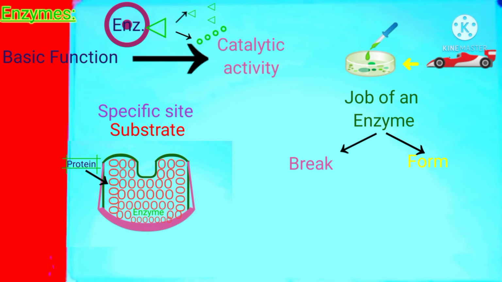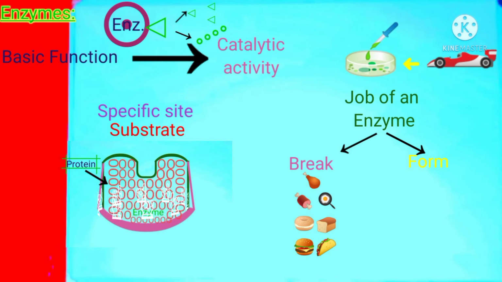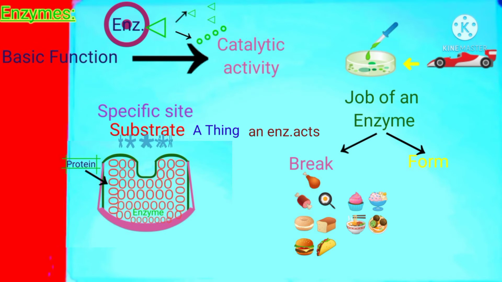If an enzyme acts on a protein or carbohydrates, then it will be a substrate for this particular enzyme. But if an enzyme acts upon a fatty acid molecule, then the fatty acid will be a substrate for this enzyme. That's why anything upon which an enzyme acts will be a substrate for this particular enzyme. You can write: a substance upon which an enzyme acts is called a substrate. That is the definition of substrate.